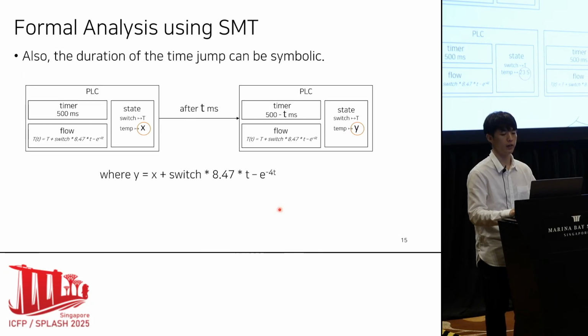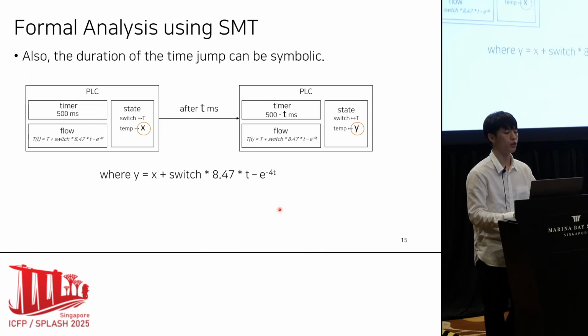What is better here is that the duration of the time jump can also be symbolic. So given another SMT variable t, we can describe a passage of time of t milliseconds. From this symbolic state, we get this symbolic state where the timer value is reduced by t and the temperature value is updated according to the flow function.